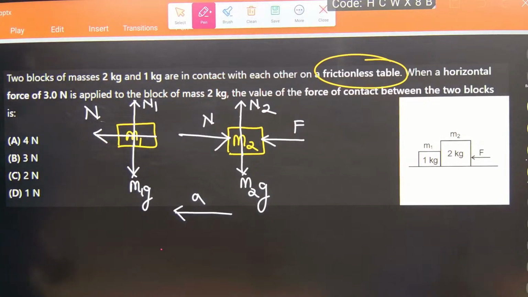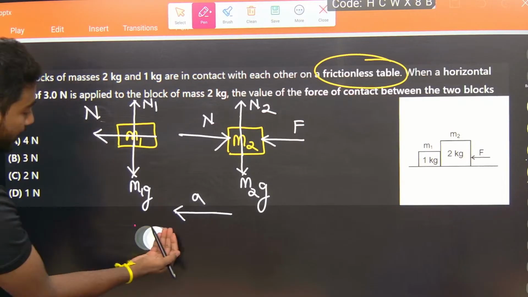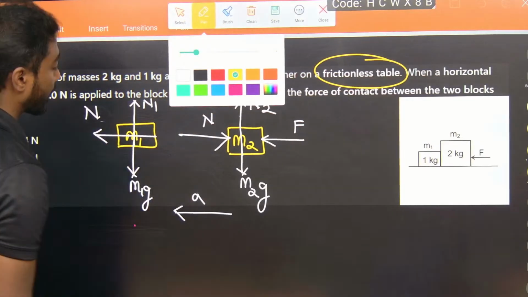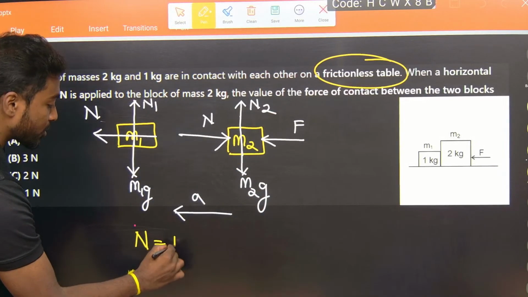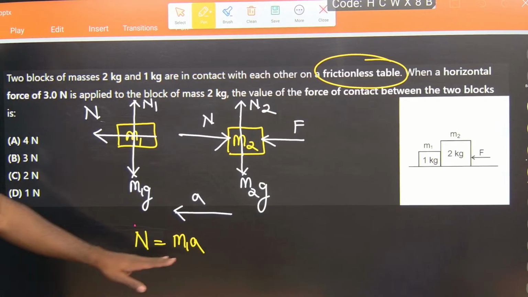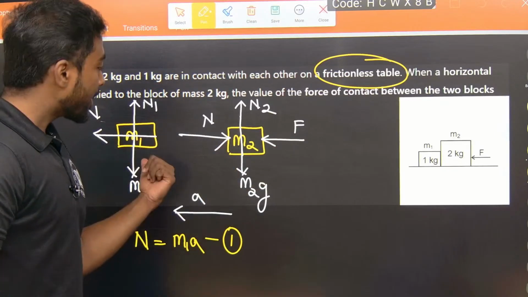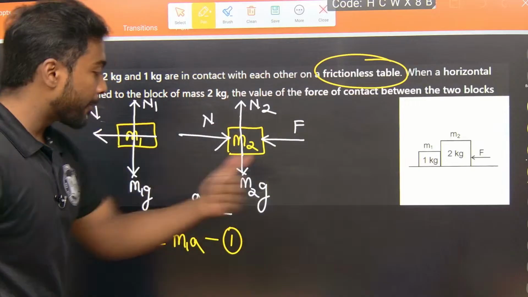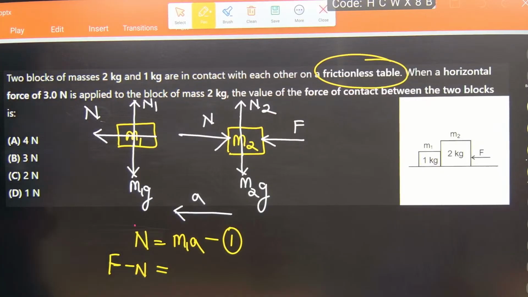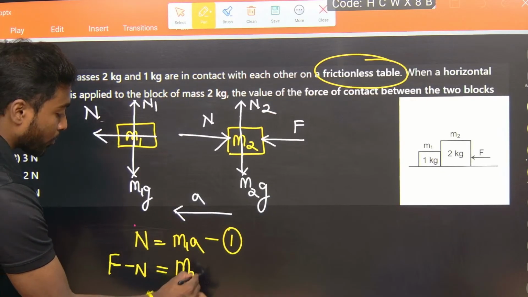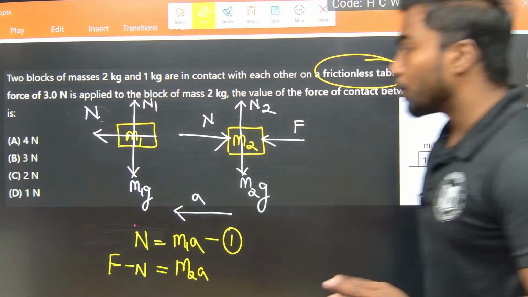So first, N is equal to... is there any opposite force? No, nothing, so it should be equal to m1a. Keep it as it is, this is equation 1. For block 2, F is in the direction of A and N is in the direction opposite to A, which means F minus N is equal to m2a. Done. Now I take this as equation 2.